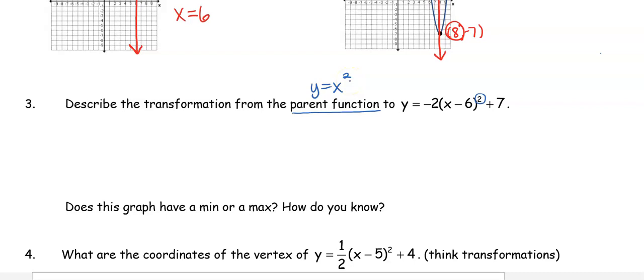We always start by order of operations. So I have to look in here first. This is my first transformation. So I'm going to be going right 6. Inside the parentheses is horizontal, opposite of what you see.